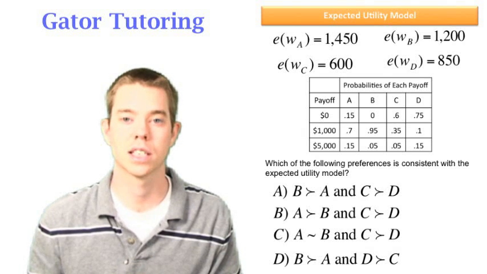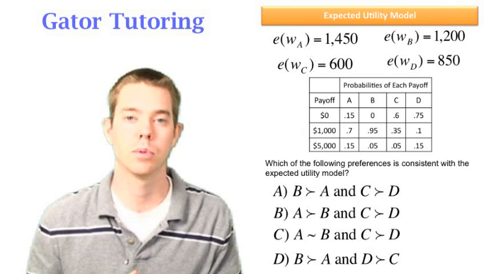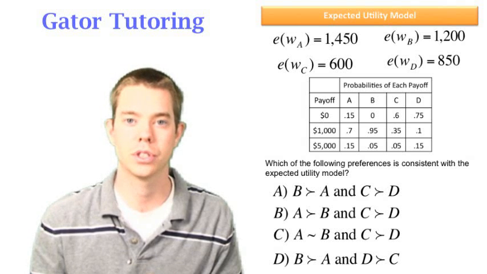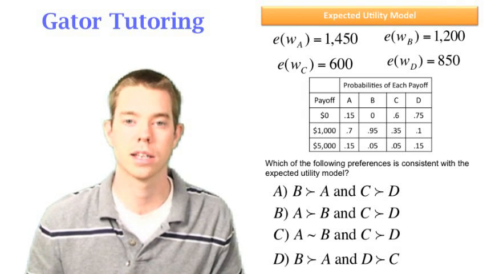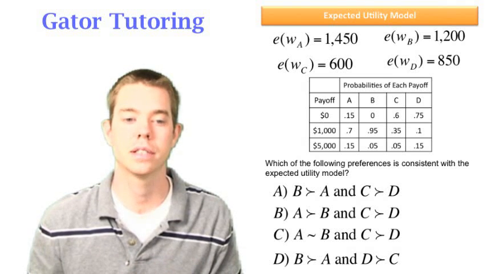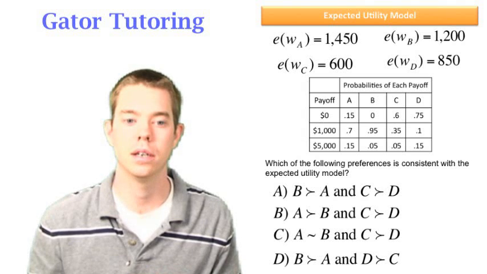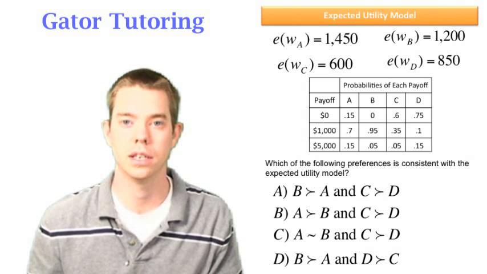Answer choice A says that we prefer gamble B over gamble A, and that we prefer gamble C to gamble D. Well, this is the right answer. Before we talk about why, let's talk about why the other answer choices aren't consistent with the expected utility model. Answer choice B says we prefer gamble A to B, and we prefer gamble C to D.